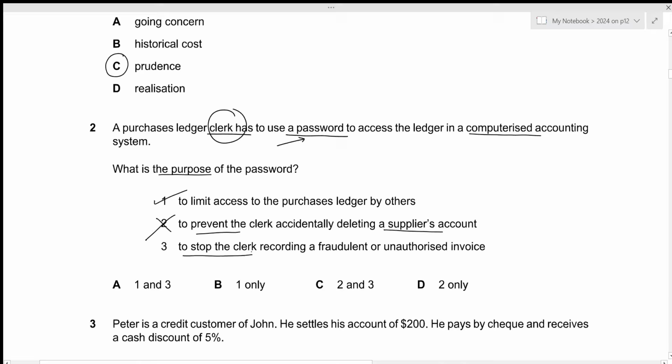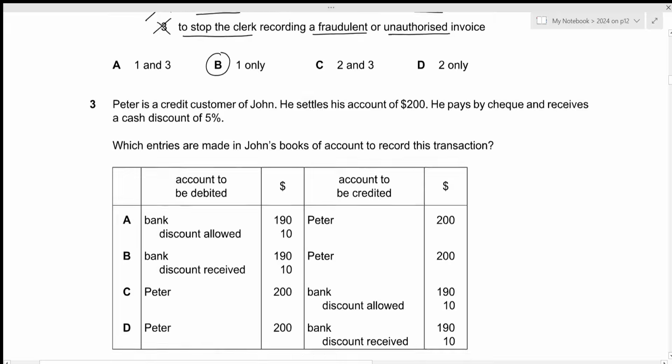For the third one, to stop the clerk recording a fraudulent or unauthorized invoice. Remember, the clerk has the password, so he can do whatever he wants to the ledger accounts at any point of time. So again, the password will not stop the clerk recording a fraudulent or unauthorized invoice. So this is also incorrect. The correct answer we're looking for should only include 1, which is given by option B. That's all for the second question. Let's move towards the third one.